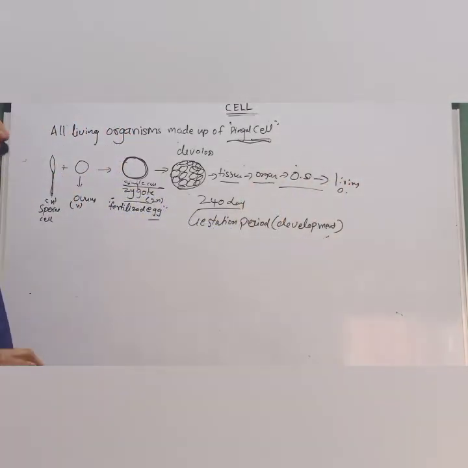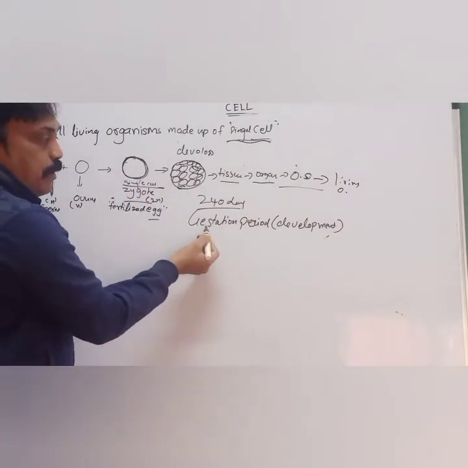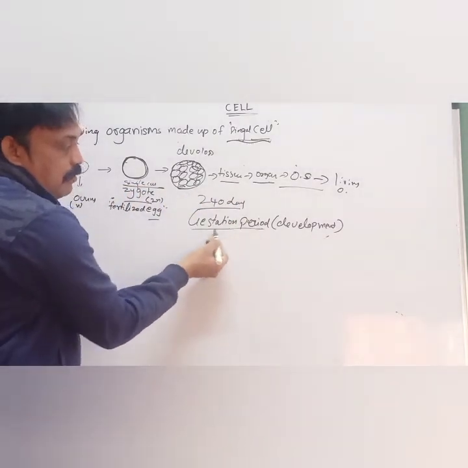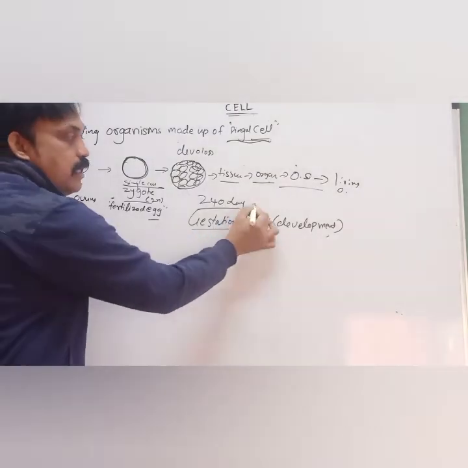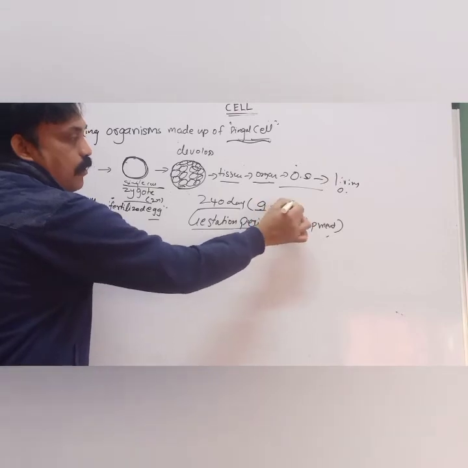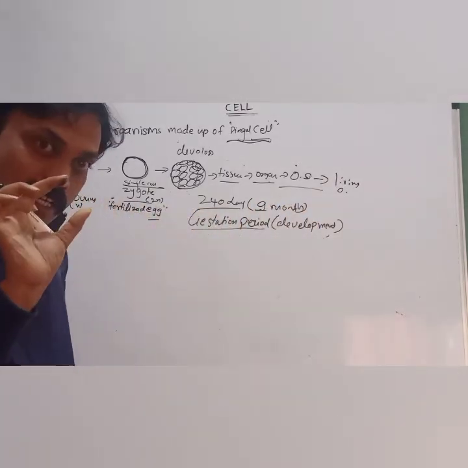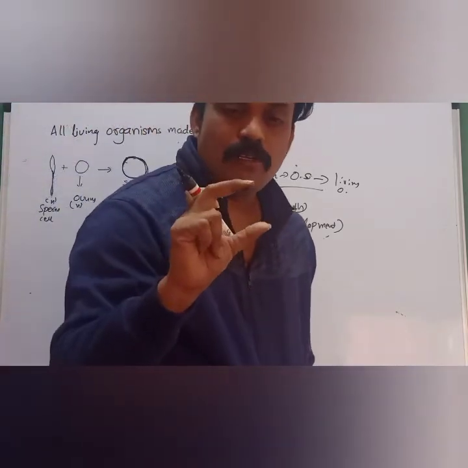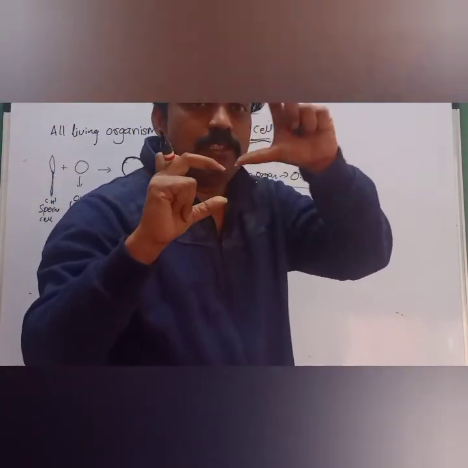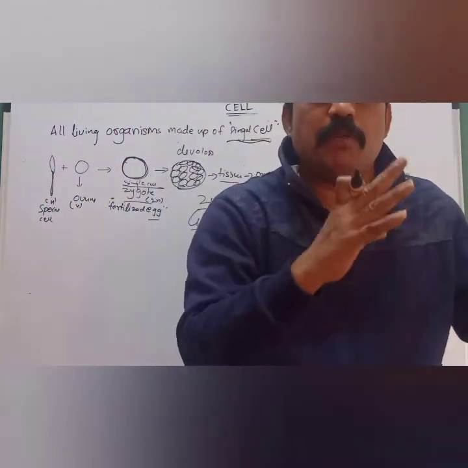That means it takes some time. That is the period we call the development period, nothing but the gestation period. In human beings, it is generally 9 months, or about 240 days. These 240 days are taken for development from a single-cell zygote to change into the body. It gives a particular shape and structure.